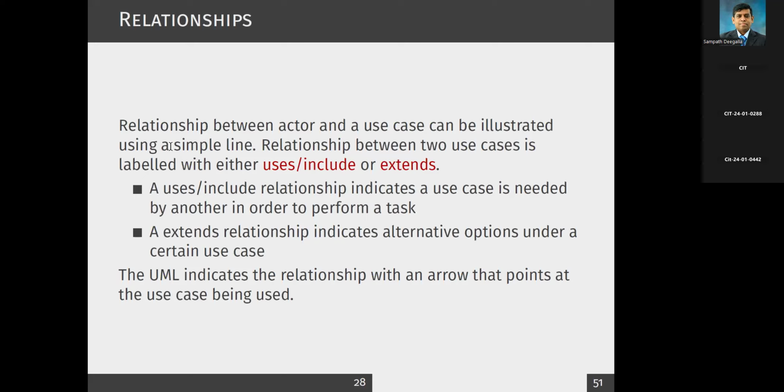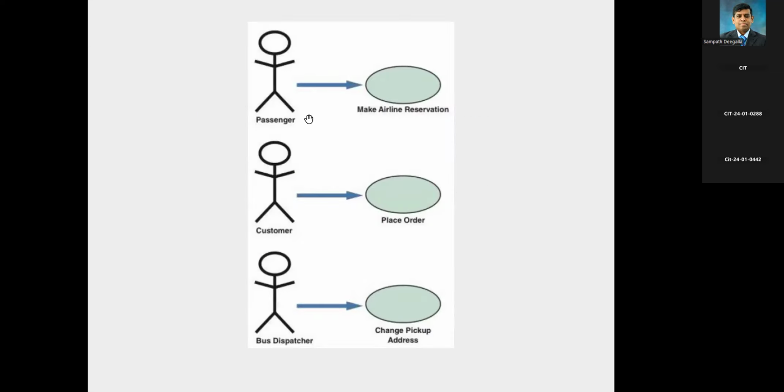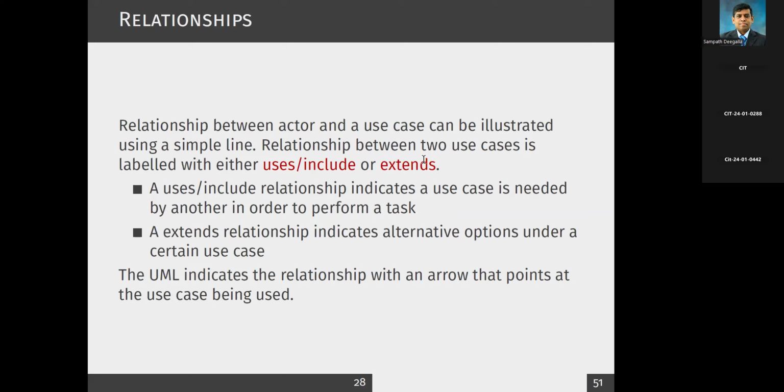Okay, now let's look at the relationships. Now this is a relationship, right? Although we have that, this is a relationship because, for example, here is a very simple relationship where a passenger wants to make an airline reservation. But then there could be some more relationships, right? So for the relationship, we usually use a line.